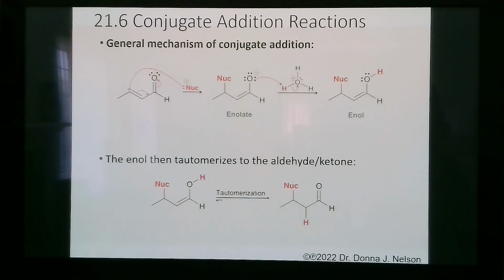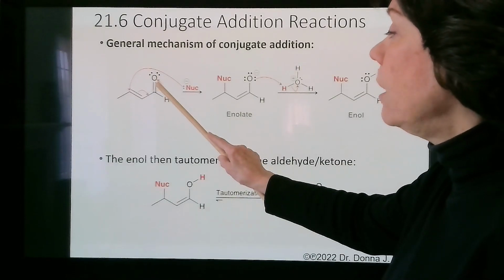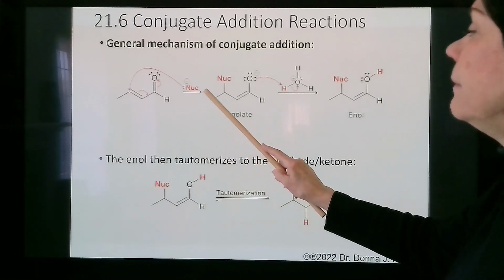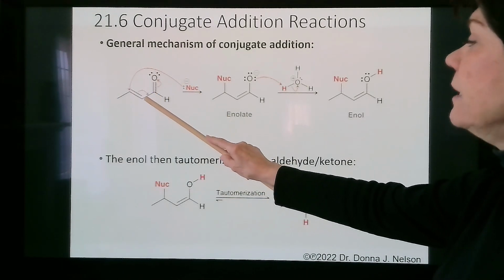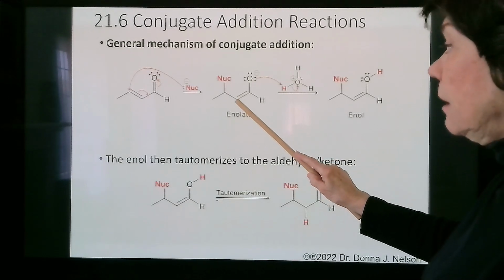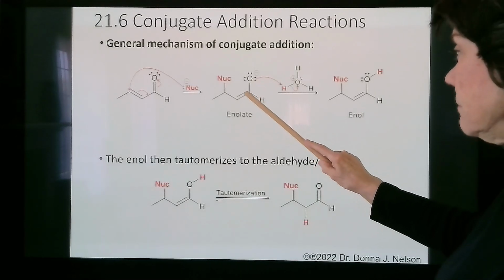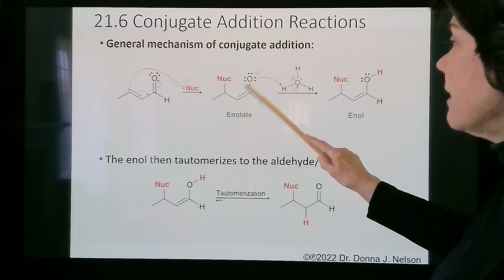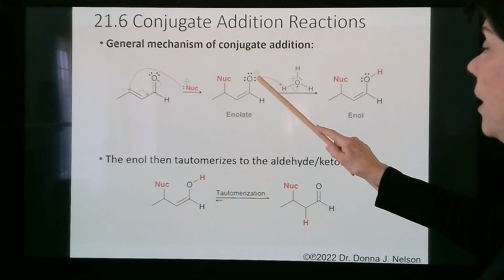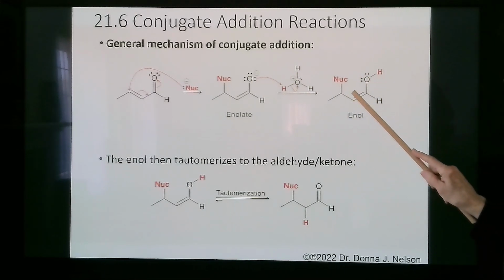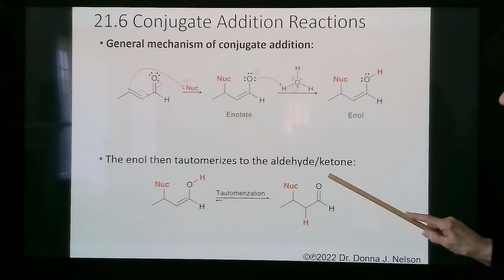Here is the mechanism of conjugate addition. You have the nucleophile attack the beta position. So this would be the 4 position in the 1, 2, 3, 4, 1,4 addition. And so a negative charge is generated at the alpha carbon, and you have resonance structure stabilizing that anion. So the negative charge also resides on oxygen. Then oxygen is protonated to give you this enol, and then you have tautomerization to generate the keto form of the aldehyde.